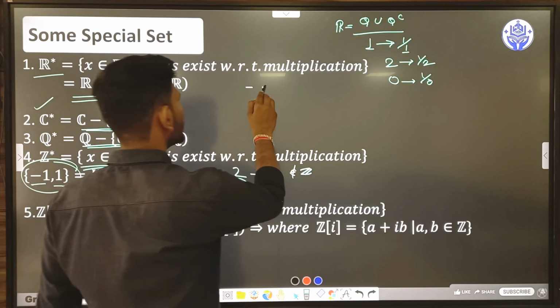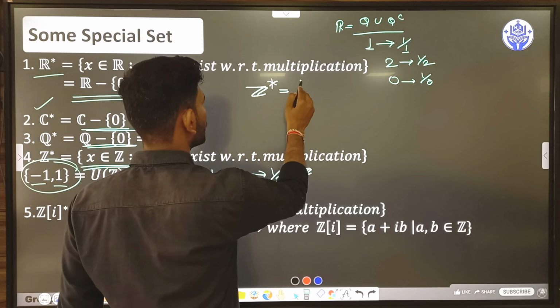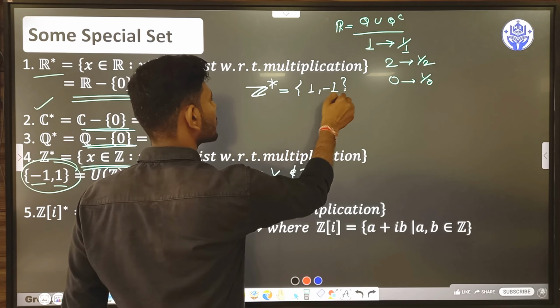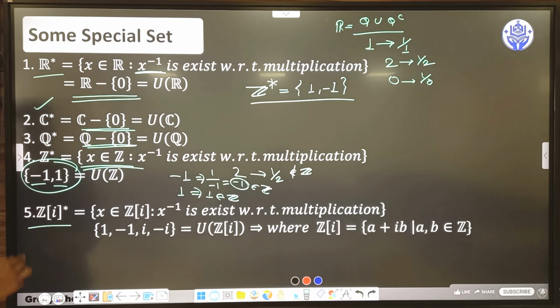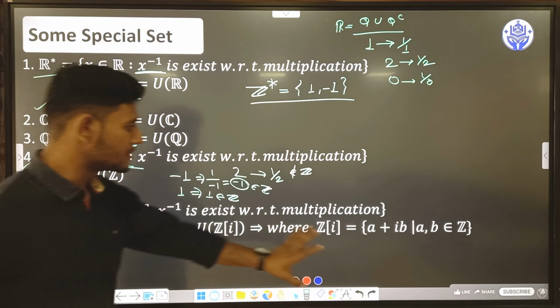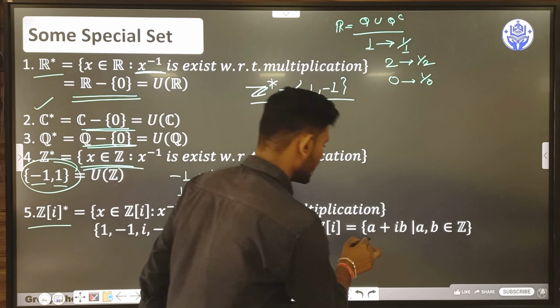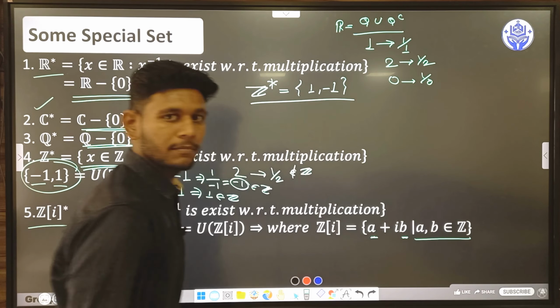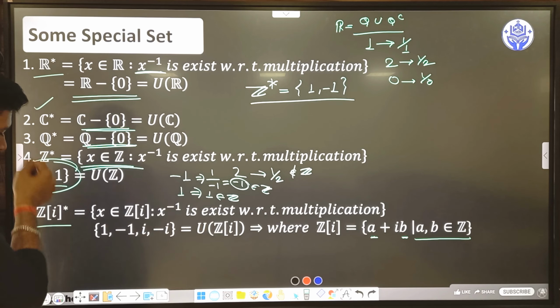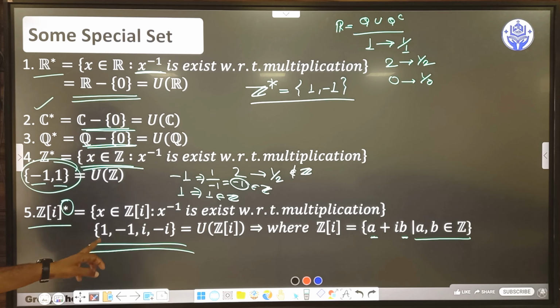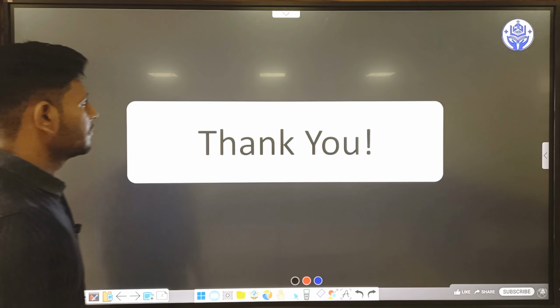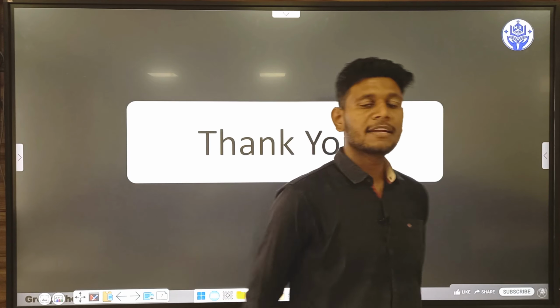This is one of the important points, you can take it as an important note. 1 and minus 1 is known as Z star. Now if you take Z iota star, this Z iota means a plus b iota, in which a and b are integers. If you take the star, these are the values 1, minus 1, iota and minus iota, whose inverse will exist. This is the set, and we have discussed some important sets and their construction.